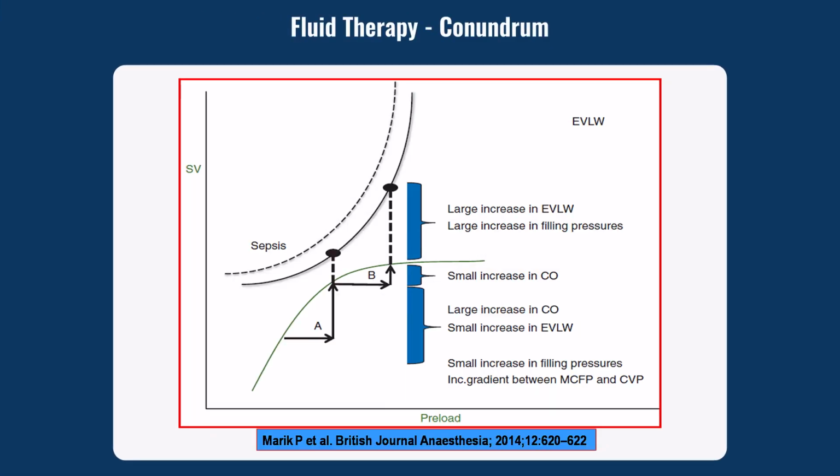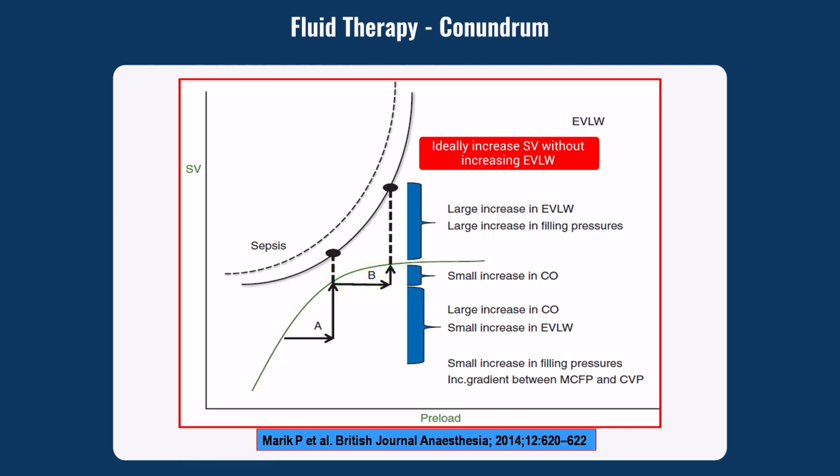The other thing we always talk about is the Frank-Starling law, where we give fluid and we see whether preload can be increased, with which the LV contractility can be increased. What we don't see is the extravascular lung water. This is the curve that was basically described by Dr. Paul Marik, where we see that if you are in the flat portion of the Frank-Starling law, let's say the arrow B, a large fluid bolus is not going to increase your cardiac output significantly.